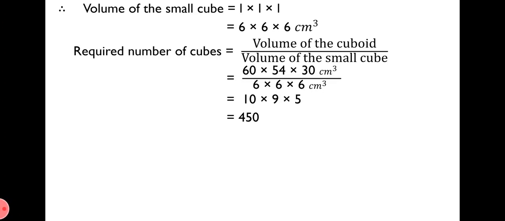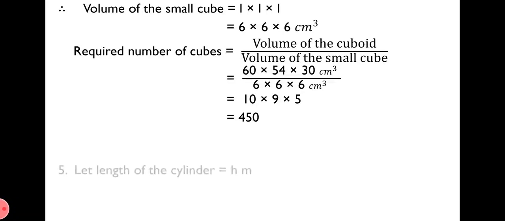Question number 5. Find the height of the cylinder whose volume is 1.54 meter cube and diameter of the base is 140 centimeter. Here we have to find the height of a cylinder whose diameter is given in centimeter and volume is given in meter. So first we have to make both the units equal, that is either we convert centimeter into meter or meter into centimeter. It is easier to convert meter into centimeter, so we will first convert the volume, which is given in meter, into centimeter.